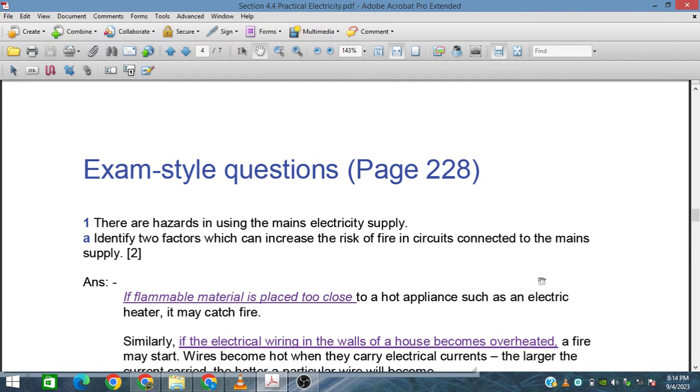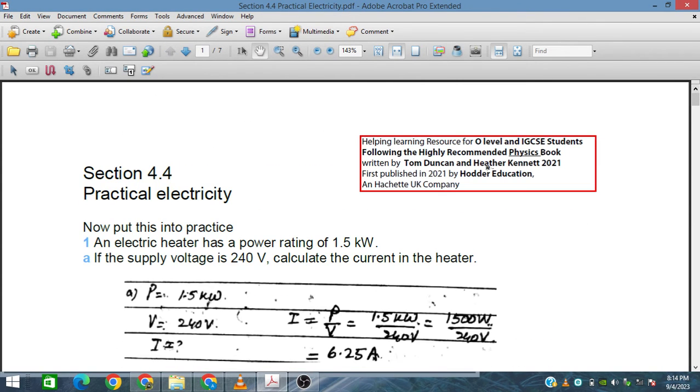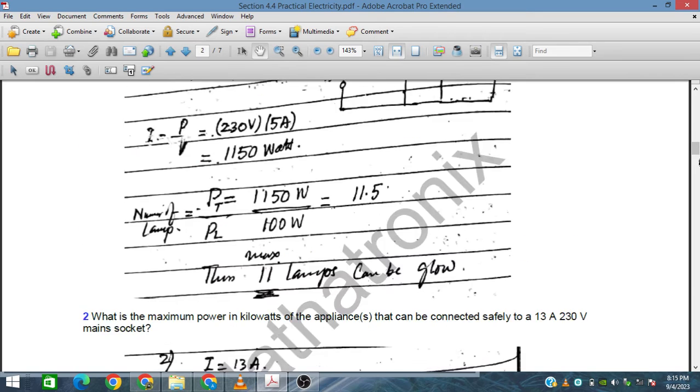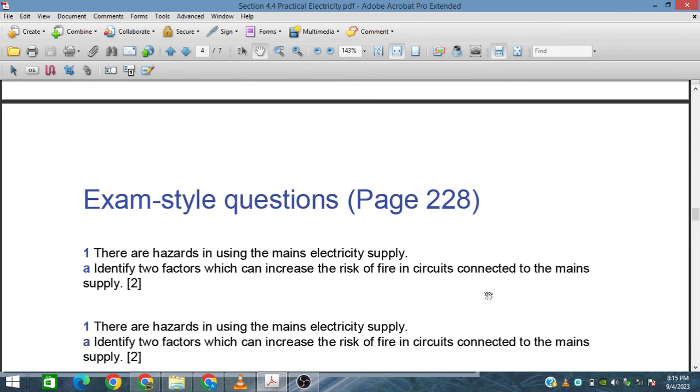Bismillah Rahman Rahim. In this session, we will discuss exam style questions from section 4.4 Practical Electricity under the subject of O-level physics from the book of Tom Deakin and Heather Kennett, published in 2021 by Oxford Education, and this topic is very important.